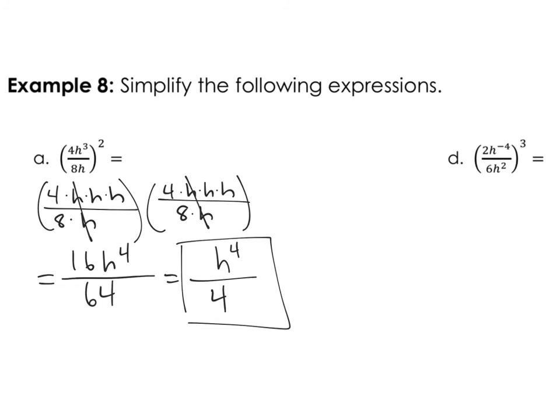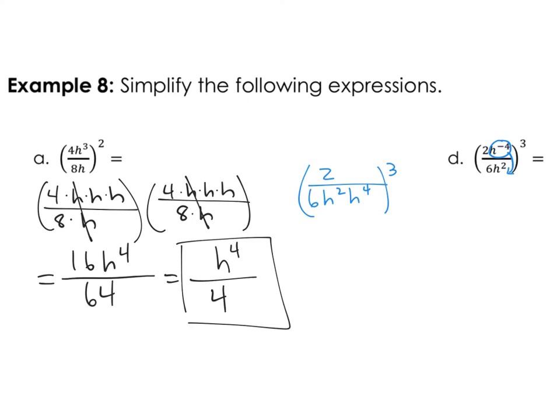Okay, let's look at the next one. I'm going to do D actually next because it's right here. I notice first off that I have this h to the negative 4 that has a negative exponent. So I'm going to move that to the bottom of my fraction. So the 2 is on top, and we have a 6h squared and an h to the positive 4 on bottom, and that whole thing is to the 3rd power.